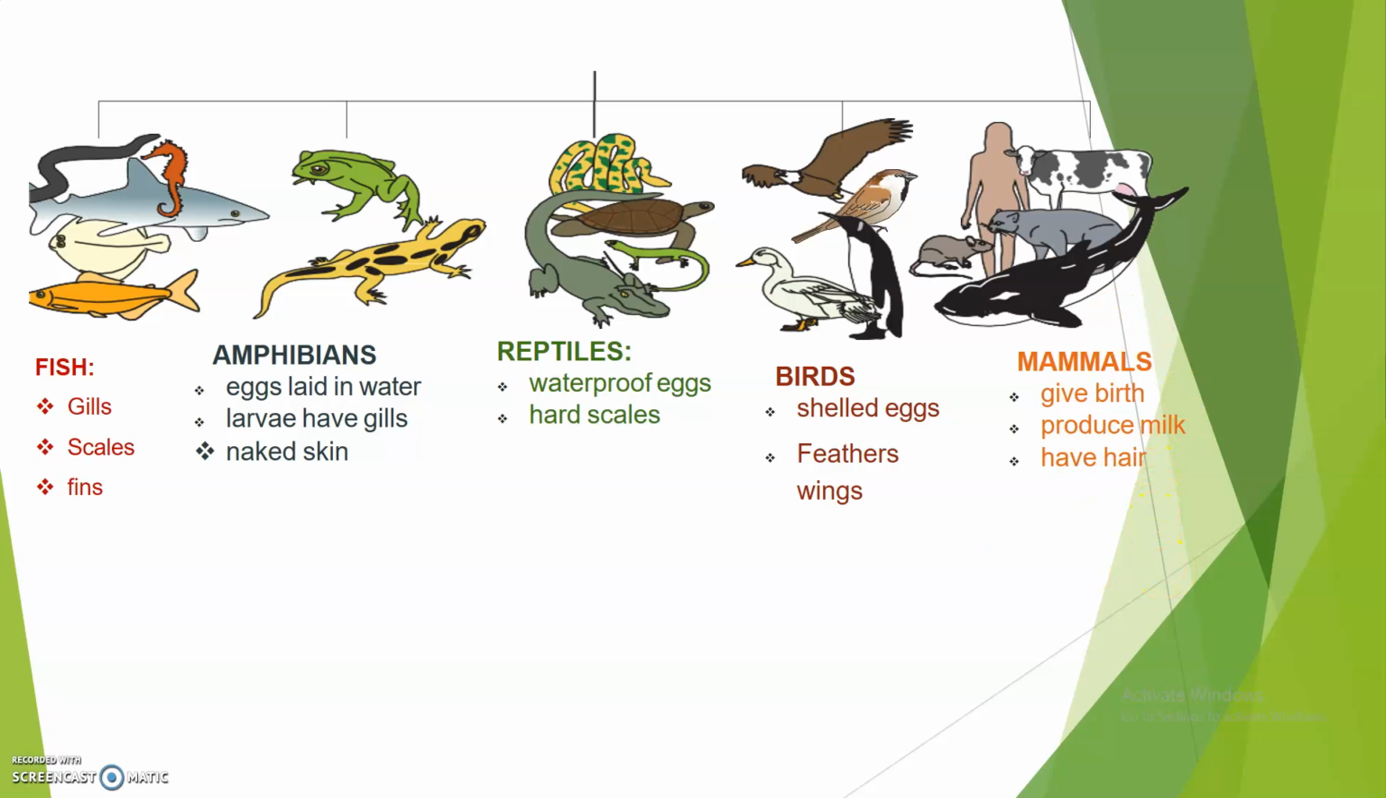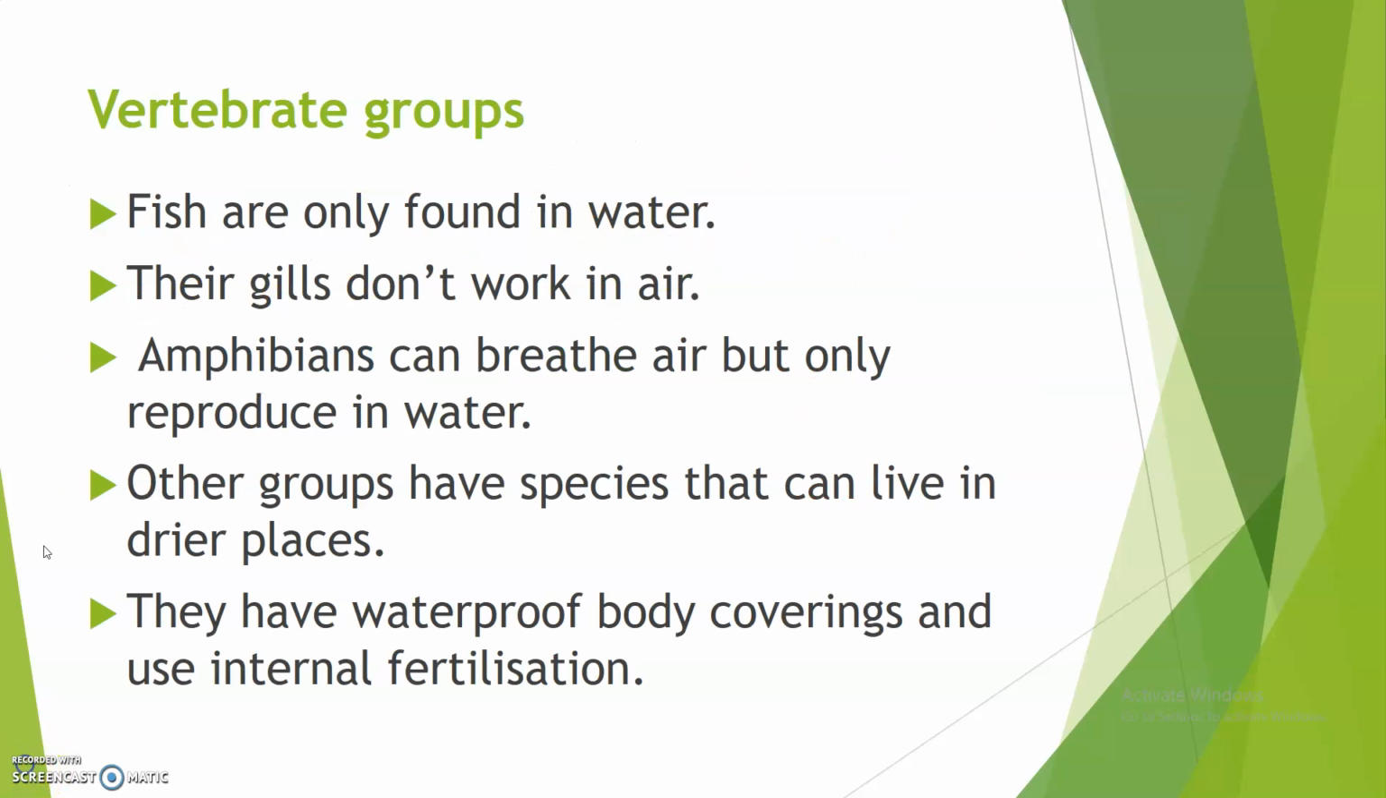So these are the features of the 5 groups of vertebrates. What were the 5 groups? Fish, amphibians, reptiles, birds, mammals. So fishes' peculiarities, amphibians' features, everything you have to study. Vertebrate groups. So now we will discuss some of the vertebrate groups that we have already discussed.